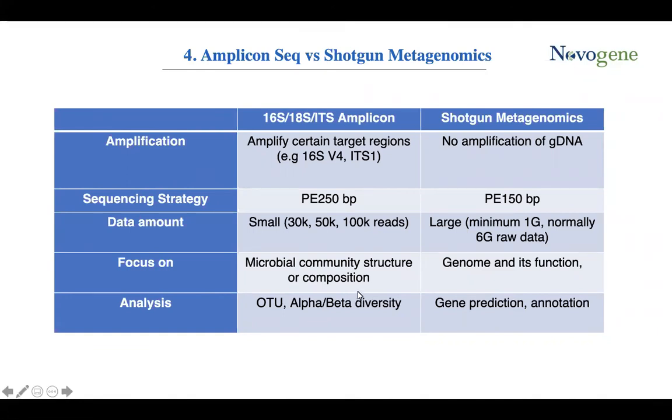And for amplicon analysis, we focus on the microbial community structure or composition by doing OTU clustering and diversity analysis. While in metagenomics, although we could also study the composition, what we care more about is the genome and its functions, by doing gene prediction and annotation based on various databases.